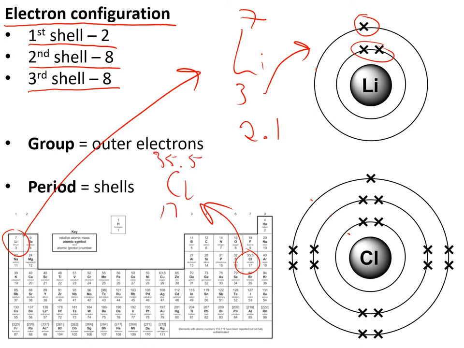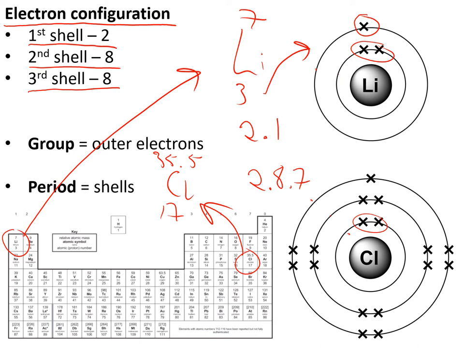If we look at chlorine here, chlorine has this symbol Cl, 35.5 and 17, so it's got 17 electrons. So 2 of them go in the first shell, okay? Then we get 8 in the second shell. Then we still have another 7 left over, so 7 go into that last shell. So we can write that as 2.8.7.